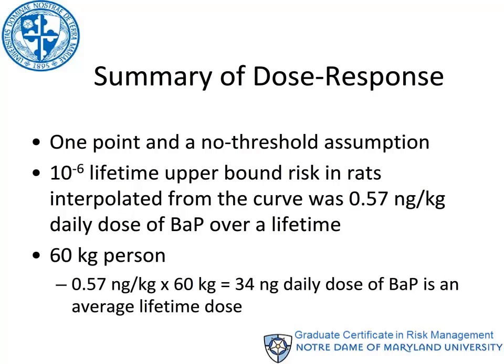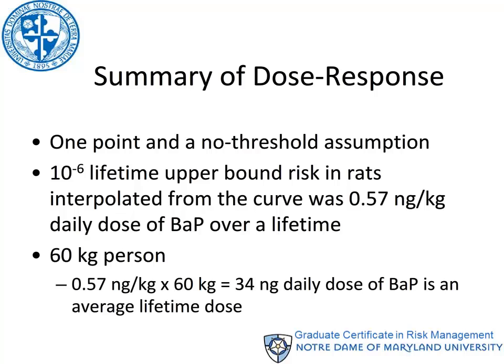They used a 60 kilogram person, which would be a rather small adult in the mainland U.S. today. But if we take a 60 kilogram person, then 0.57 nanograms per kilogram times 60 kilograms says a 34 nanogram daily dose of benzopyrene is an average lifetime dose that will produce 1 chance in a million of contracting a cancer. So if you consume more than 34 nanograms a day, then you have a greater than 1 in a million chance of cancer, and that is considered too risky.